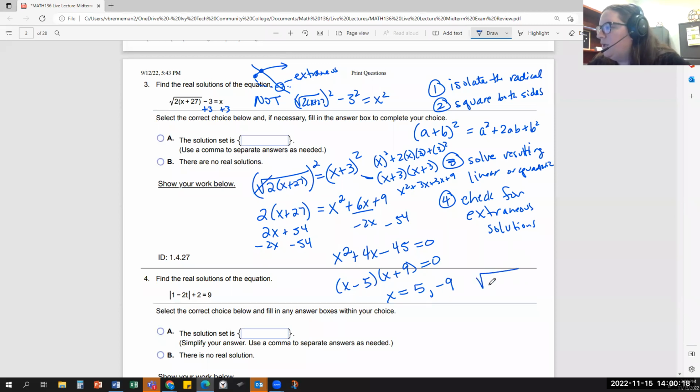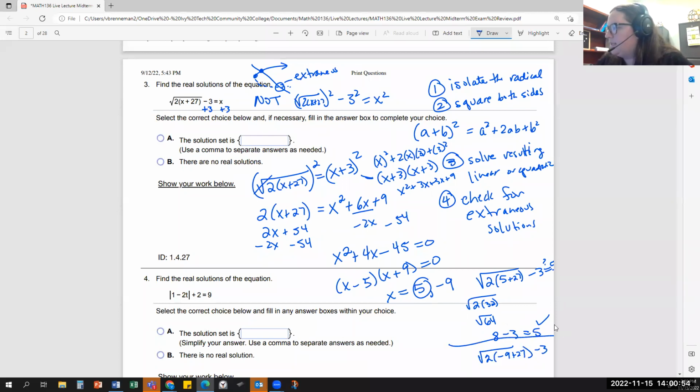So square root of 2 times 5 plus 27, minus 3. I'm testing, does that actually equal 5? Well, 5 plus 27 is 32. 2 times 32 is 64. Square root of 64 is 8. 8 minus 3 is 5. That one checks out.